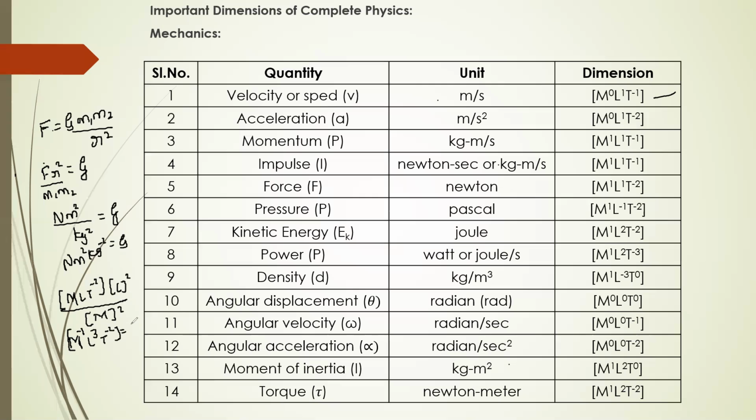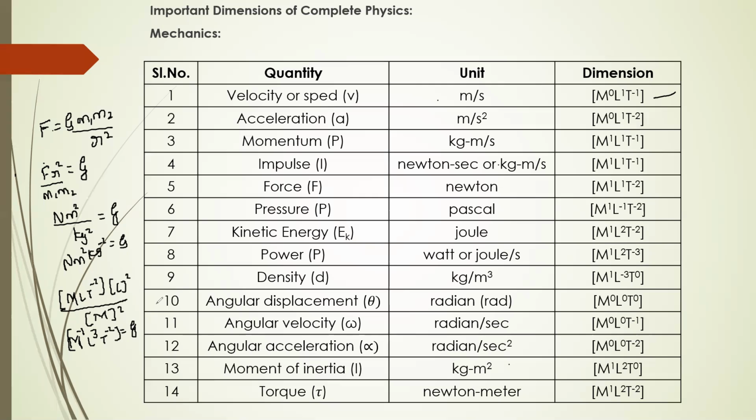So not only for the given formula, we can calculate the dimensional formula for the universal constants also, like van der Waals constant, this gravitational constant, coefficient of viscosity. So like this, we can calculate the dimensional formula for constant values also. This is how we can calculate the dimensional formula for any given physical quantity.